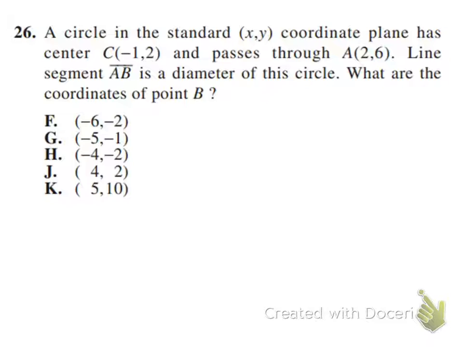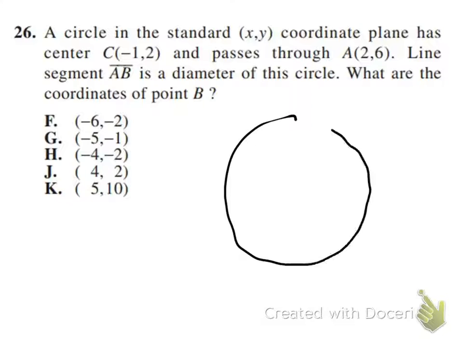So look, this is a draw a picture kind of question right from the start. So we're going to draw a circle. I'm going to put the center right here. The center is -1, 2, and 2, 6 in relationship to that would be somewhere over here to the right. So I'm going to put it right here, 2, 6. That's A. That's C. So B has to be somewhere over here.